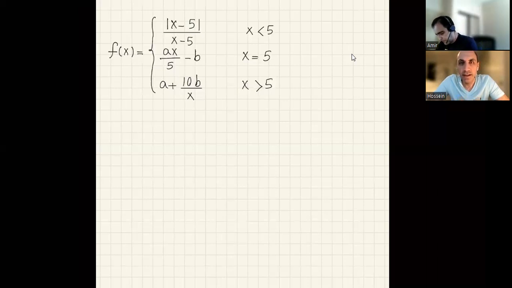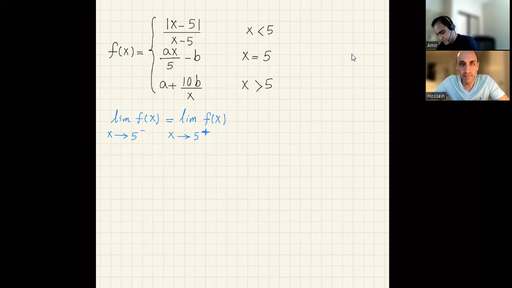Can you write down the theorem or the law that you're going to use for this problem? Absolutely. We have the theorem that the limit of f(x) when x approaches 5 from the left side should be equal to the limit of f of x when x approaches 5 from the right side. Right. Okay, and this is the limit condition.